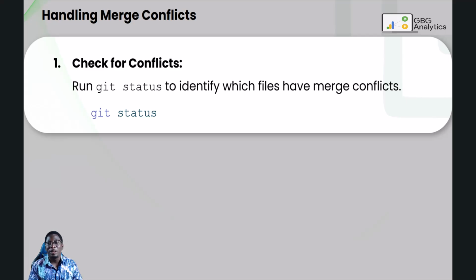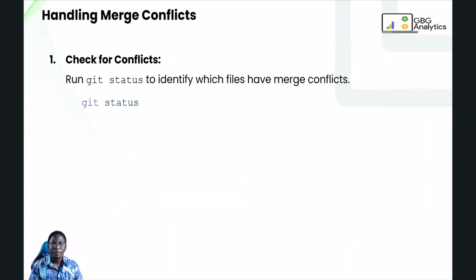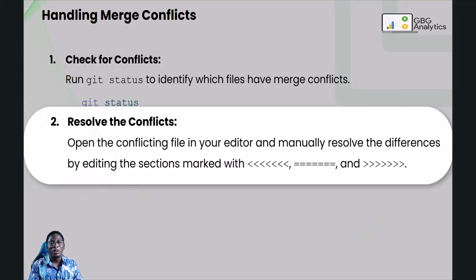First, you have to run git status to see which files have conflicts. This command will list any file that needs your attention. Next, you open the conflict file in your text editor. You will see markers like less than, equals, or greater than signs, indicating the conflict sections.